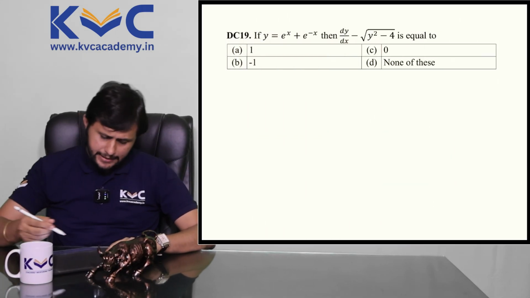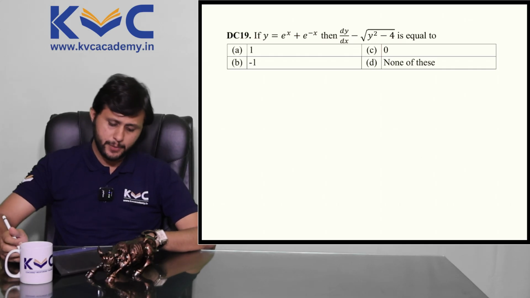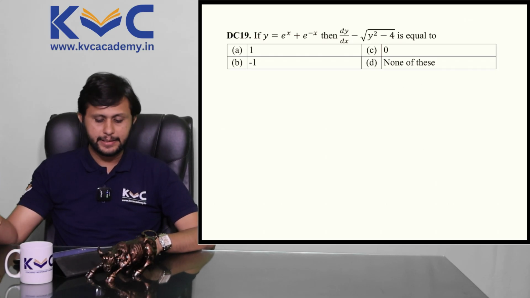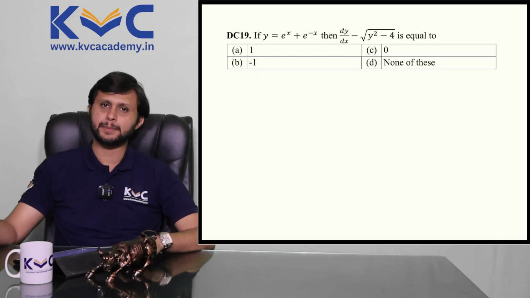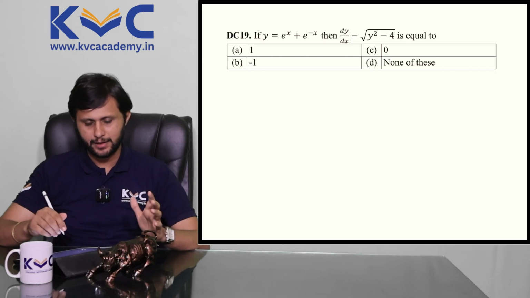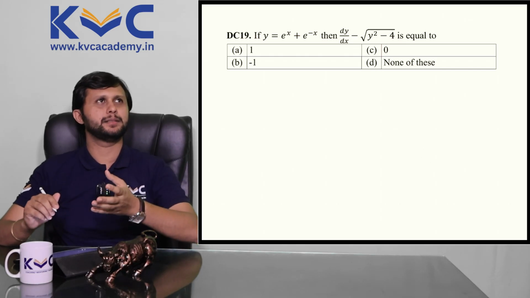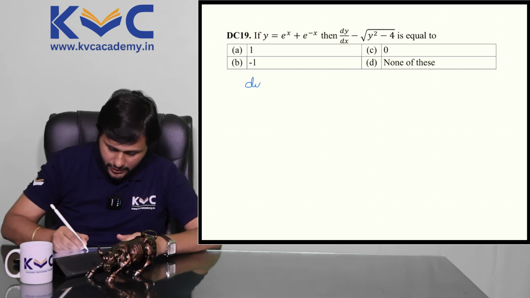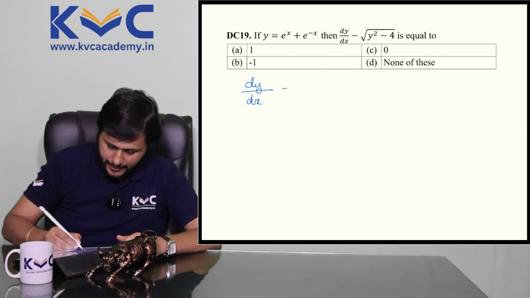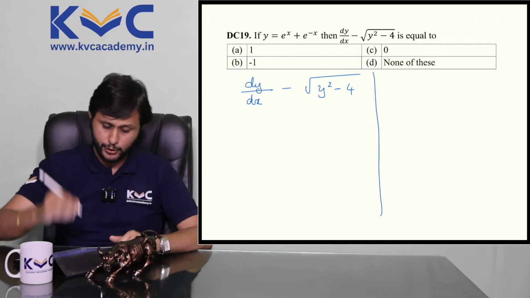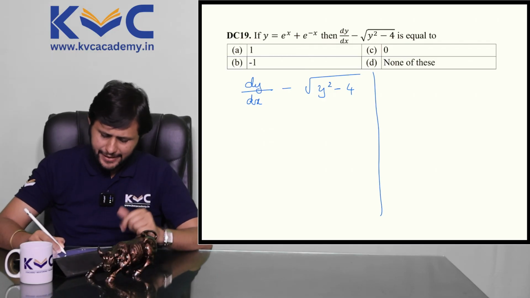Question number 19. Y is equal to e to the power x plus e to the power minus x. Then dy by dx minus something. Something similar we had earlier also, right? So we had, I think, y square minus dy by dx, something like that. So I'll first write the requirement of the question, dy by dx minus square root of y square minus 4. Okay, this is what I need to find out.